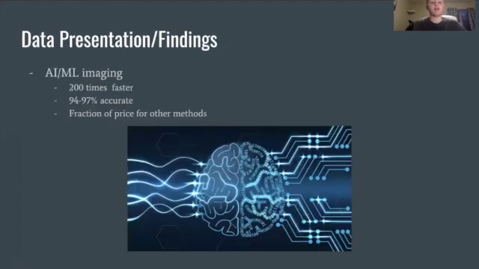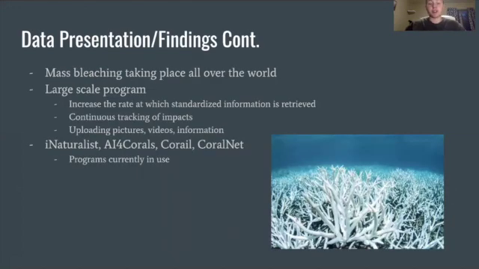So as I said before, the AI and ML imaging is 200 times faster, 94 to 97% accurate, and a fraction of the price of other methods. Mass bleaching is taking place all over the world, and usually throughout the decades, it's about a decade between each bleaching, and this last one happened in half the time, which is exponentially speeding up the process and not letting the reefs heal all the way.